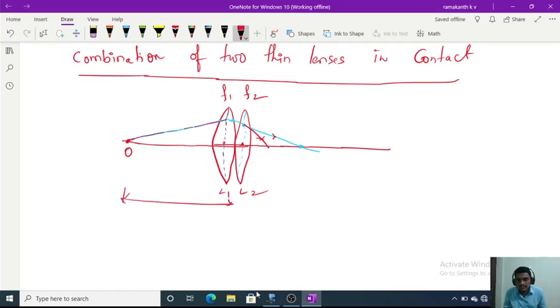For my convenience, I want to assume one point. The optic centers of these two lenses coincide at this point, because they are very thin. So let us represent the final image distance. This is V. Finally, we are getting the image here. This is the optic center, and this is the image due to the first lens. This I will represent with another letter, V1.